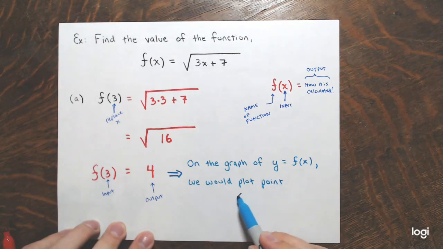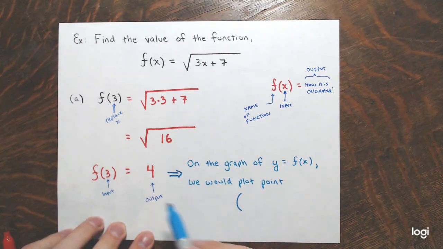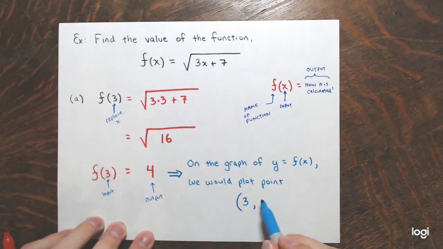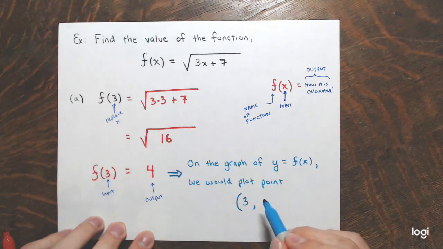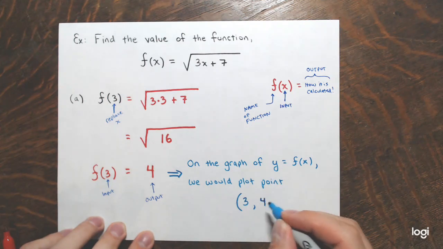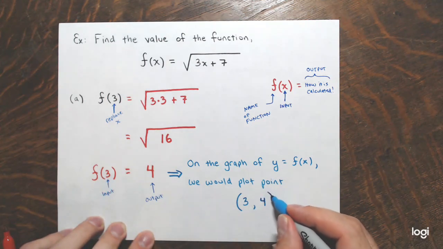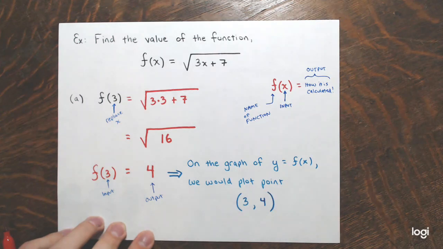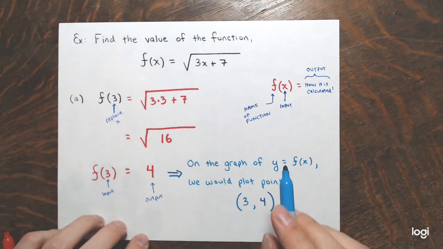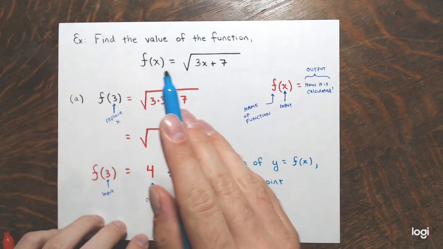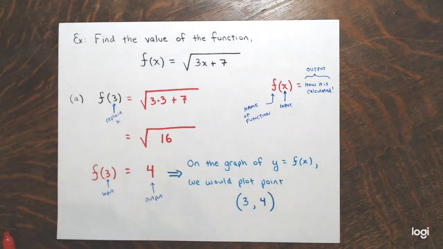And remember how ordered pairs go for points, the input first, right? So the x, sometimes referred to as just the x coordinate, of 3, comma, and then the output, the f of x, or the y. What's f of 3? We said that was 4, right? So we would plot the point (3, 4) on the xy coordinate plane if we were making a graph of y equals f of x, or y equals the square root of 3x plus 7.